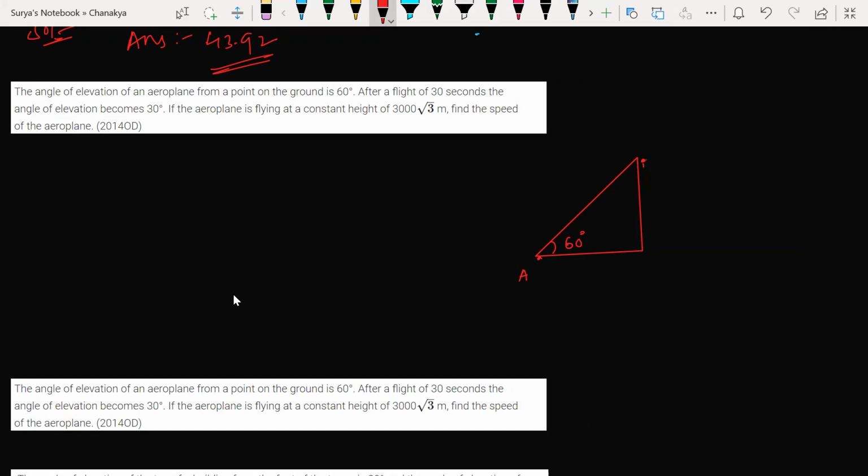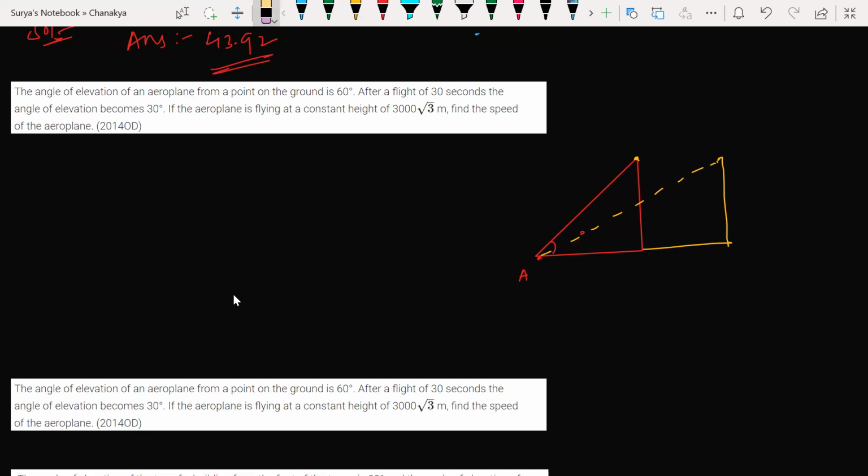What will happen after 30 seconds? It was flying at this height, and after 30 seconds the angle of elevation will decrease a bit. So it will be somewhere like this, the height will be like this. Let's extend this. Is it making sense?